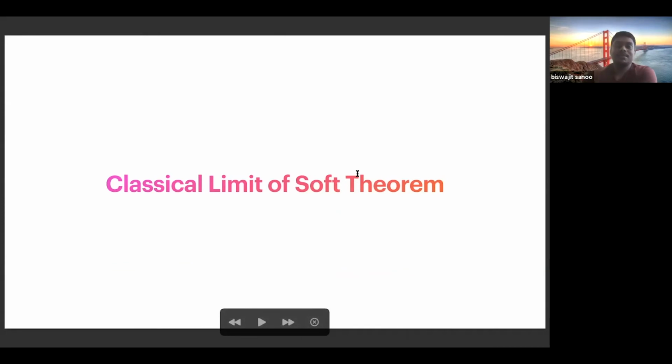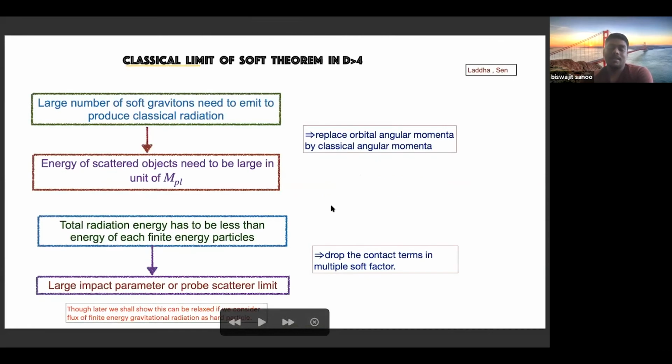Yes, sure. Thank you. So now I'll discuss the classical limit of the soft theorem. I think this was already discussed last week by Ashoke Sen, so let me just briefly discuss. Consider d greater than 4, and what the classical limit means is that a single soft graviton emission you cannot consider as a gravitational wave in the classical limit. Only if at a particular frequency range a large number of gravitons, a coherent state of gravitons, is emitted, can you consider this to be a gravity wave.